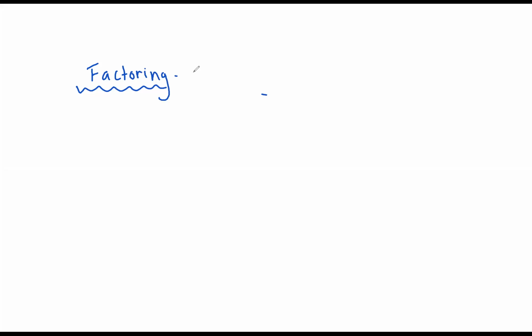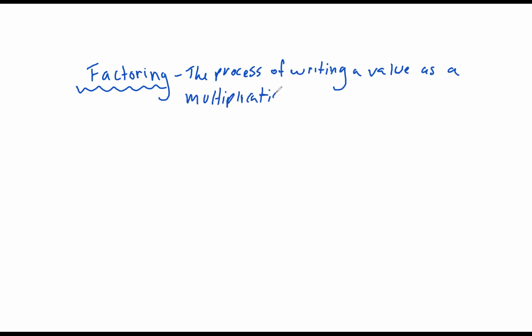Okay, so factoring is the process of writing a value as a multiplication problem. It's kind of just a simple definition: the process of rewriting a value as the product of its factors. Okay, and so let's look at this.